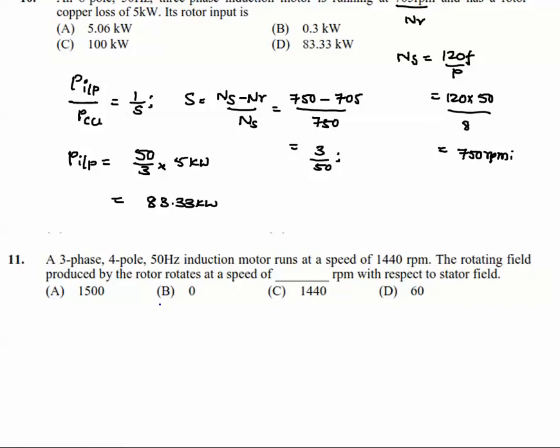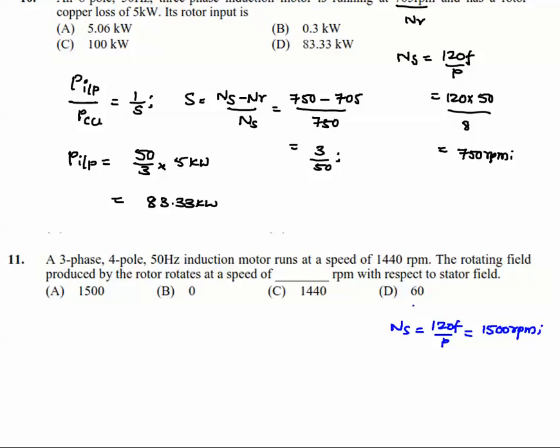And the next question: a 3-phase 4-pole 50 Hz induction motor runs at a speed of 1440 rpm. The rotating field produced by the rotor rotates at a speed of dash rpm with respect to the stator field. Okay, so what is the synchronous speed here? That is Ns equal to 120 f by p, you will get approximately 1500 rpm. Both the fields rotate at synchronous speed.